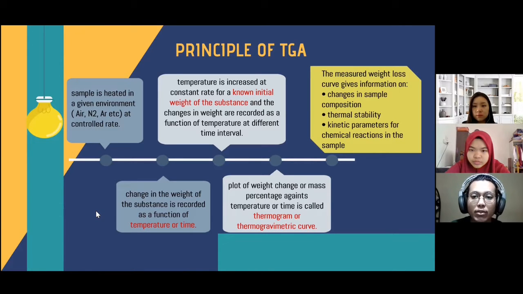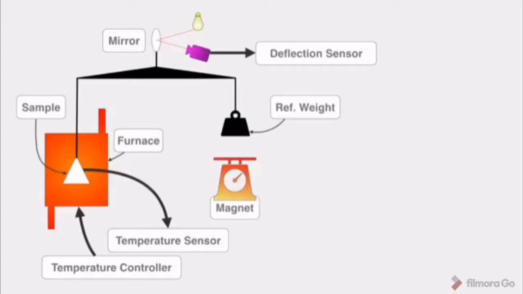The measured weight loss curve gives information on change in sample composition, thermal stability, and kinetic parameters for chemical reactions in the sample. The instrumentation of TGA consists of the following components.